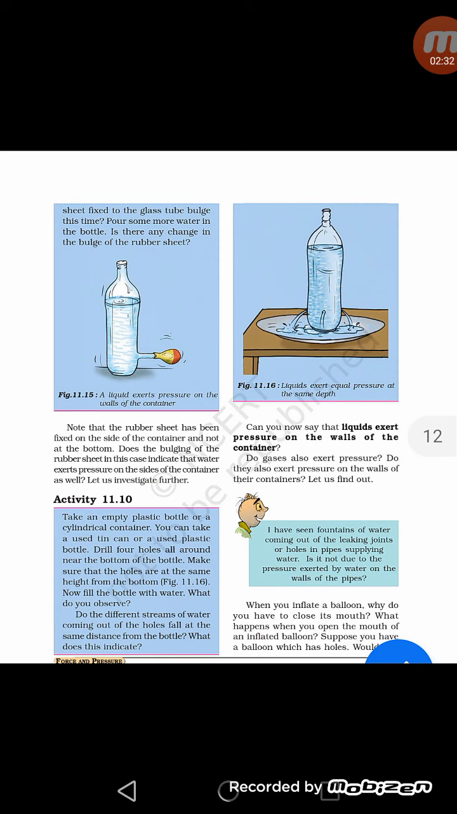Now next one is activity 11.10. Here we have to take a glass bottle, and we will make holes at the bottom at equal height, and after some time when we pour the water, we will see that the water comes out from all the holes. This activity proves that the liquid exerts equal pressure at equal height. So these are certain observations or activities which we can perform to show the pressure exerted by liquids.